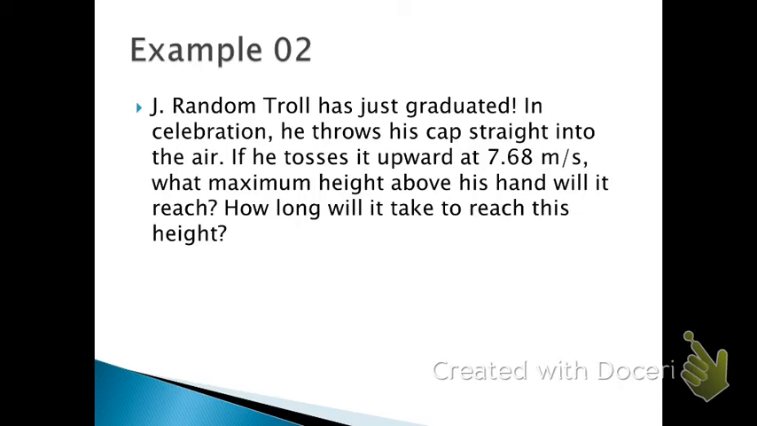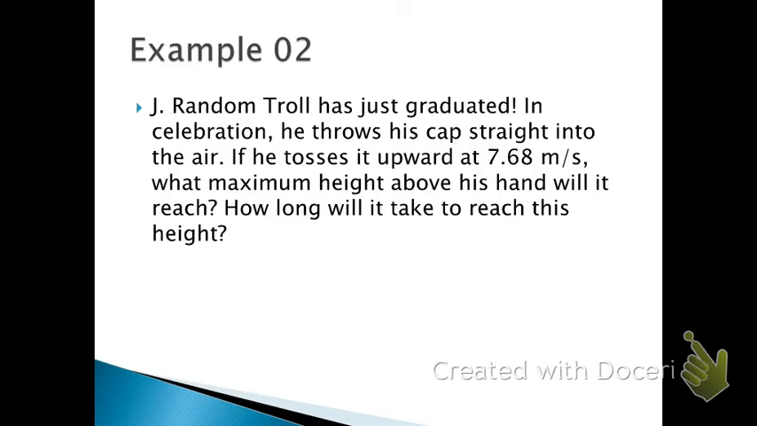Sorry about that. I just paused recording because I noticed I had an incorrect unit in here. I had it listed as 7.68 meters per second squared, but velocity is in meters per second. So, he tosses his cap straight up at 7.68 meters per second. And it's asking what is the maximum height above his hand it will reach, and how long will it take to reach this height.